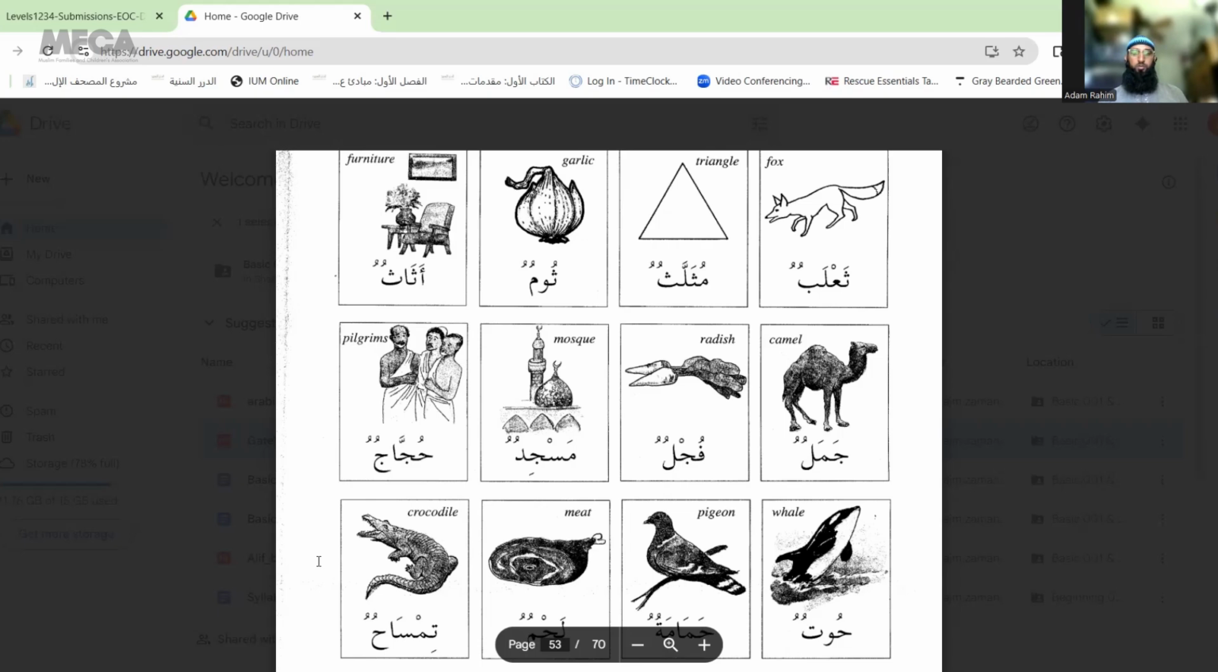Brother Sharif, the next one, please. Masjidun. Hold on, one second. Masjidun. There you go. Masjid. Very nice. Brother Sayyid.